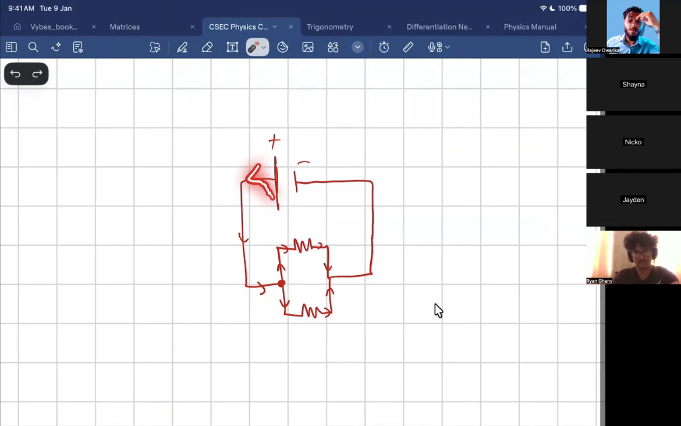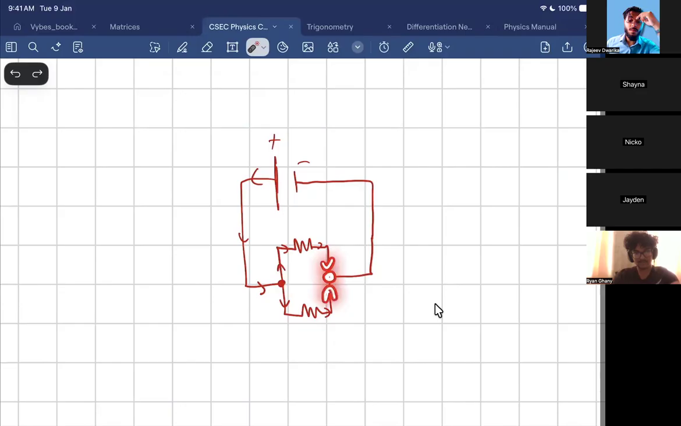That's the total current. Let me ask you a question, Ryan. Did it split yet? No, it didn't split yet. It only splits at this point. So I'll ask the question again: is this the full amount of current or a portion of the current? The full amount of current. But over here, what happens to it? It splits, so it would be a portion of the amount of current.